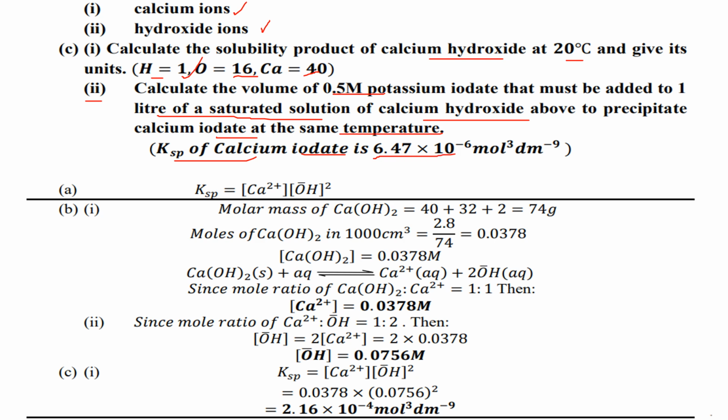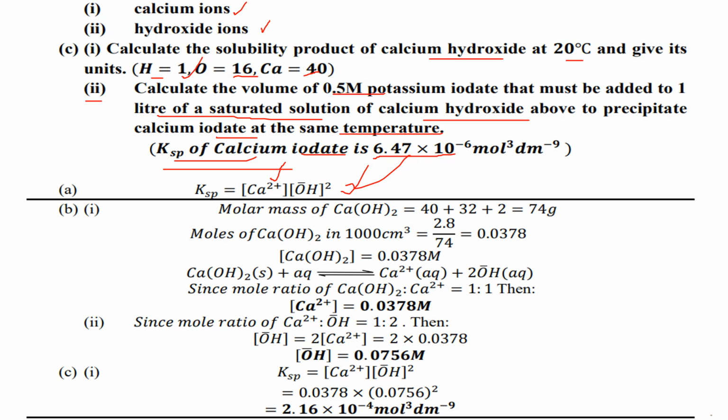So first of all, for the expression for Ksp, like I told you, you are first supposed to write the equation. The equation will guide you on writing the correct expression. There I skipped it. So Ksp is equal to this, the molar concentration of calcium ions times the square of the molar concentration of hydroxide ions.